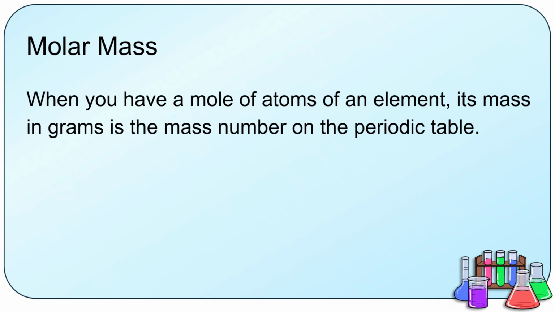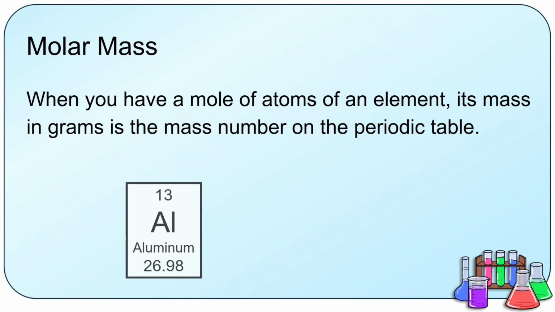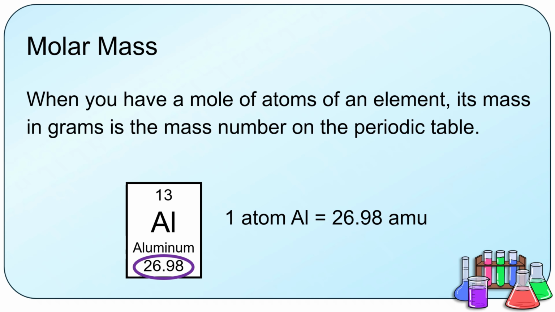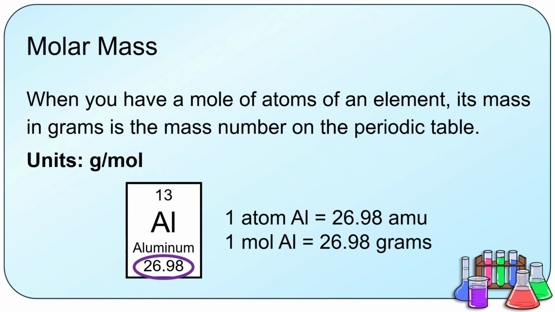That means when you have 1 mole of atoms of an element, its mass in grams is the mass number on the periodic table. For example, here's aluminum. If you have 1 atom of aluminum, its mass is 26.98 atomic mass units. If you have 1 mole of aluminum, its mass is 26.98 grams. The nice thing is you don't have to do any conversions. You just change the unit from AMU to grams. The unit for molar mass is grams per mole.